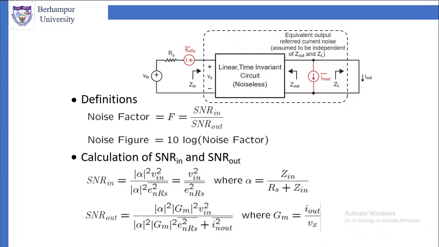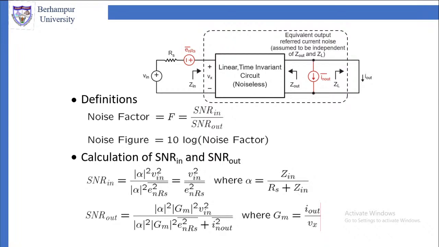Similarly, SNR output is equal to absolute alpha square into Gm square into Vin square divided by absolute alpha square into absolute Gm square into the variance of e in Rs plus the variance of I n out, or variance of the output noise current.